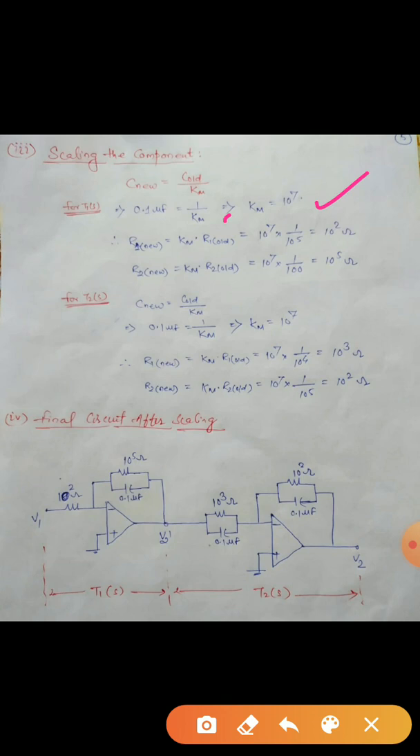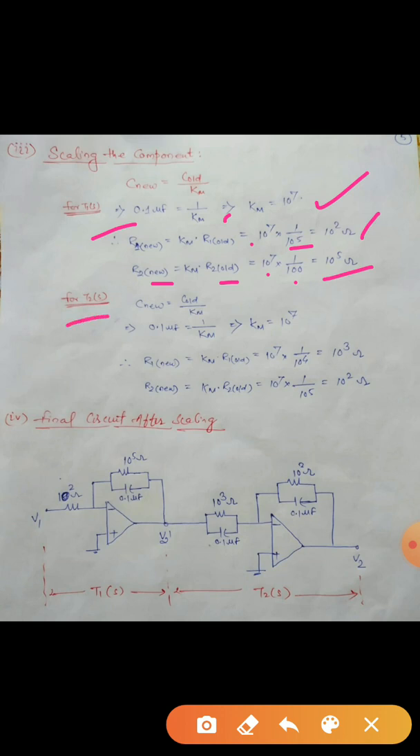Then based on that we calculate the new value of the resistance. So R1 new is equal to Km into R old. R old is 1 by 10^5. What is the value of Km? Km is 10^7. So from there the value of R1 new is 100 ohm, which is a practical value. Similar to that, R2 new is equal to Km into R2 old. Km is 10^7, R2 old is 1 by 100. From there the new value of the resistor is 10^5 ohm.